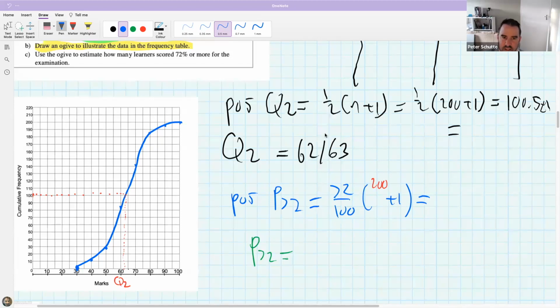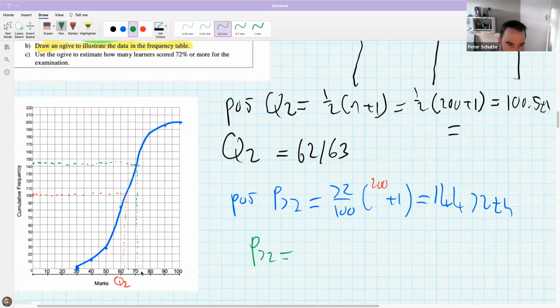So what are we getting in the chat here? Position 144.72. Okay, so I go to 144.72, which is approximately over here. What do we think the value of the 72nd percentile, or P72, is going to be?